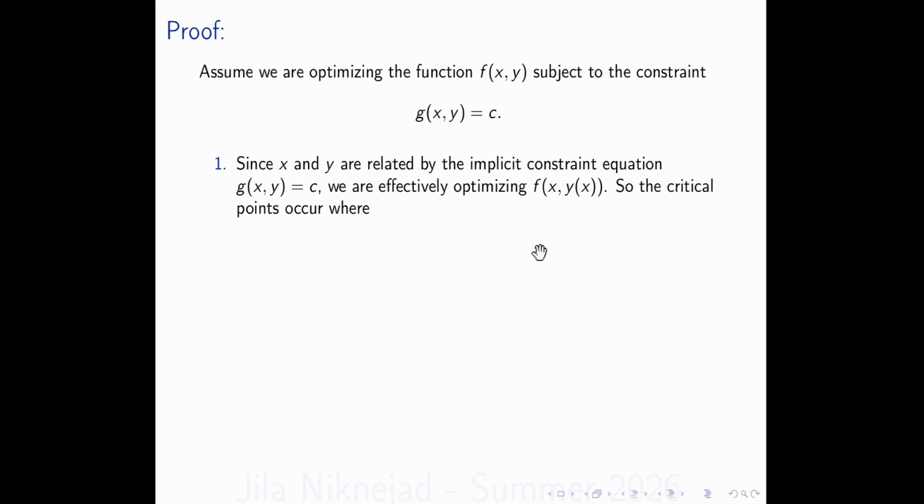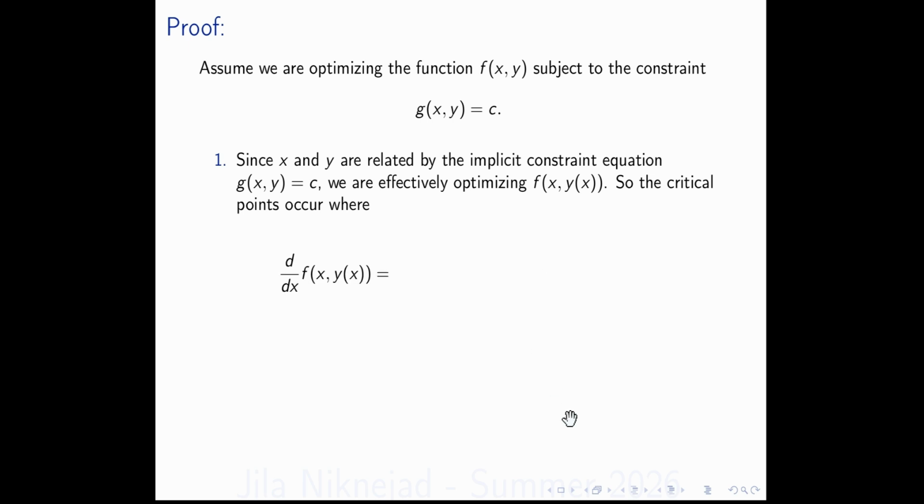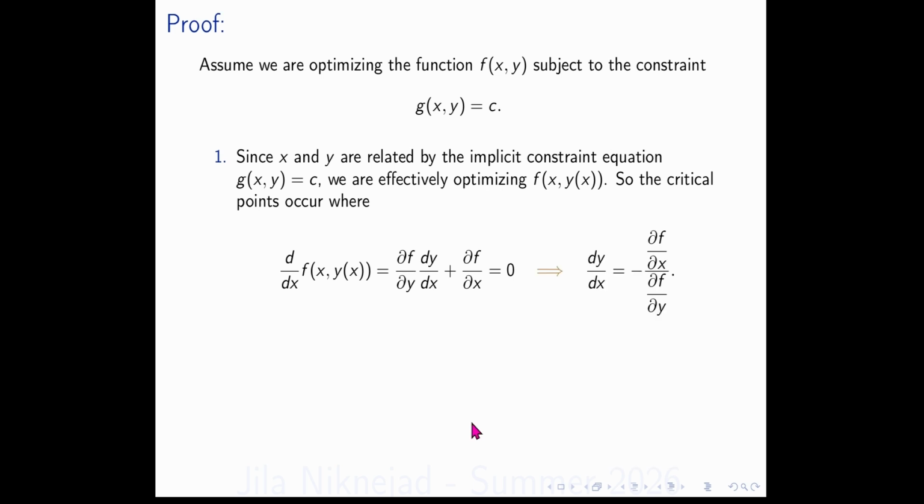So the critical point occurs when the derivative with respect to x of f of x and y of x is equal to 0. But what is this derivative? Because y is a function of x, we can define this implicitly by partial of f with respect to y times derivative of y with respect to x plus partial of f with respect to x. And we set this equal to 0. Then we're going to solve for dy dx, which is going to give us negative numerator partial of f with respect to x, denominator partial of f with respect to y.